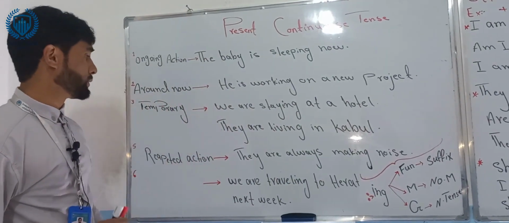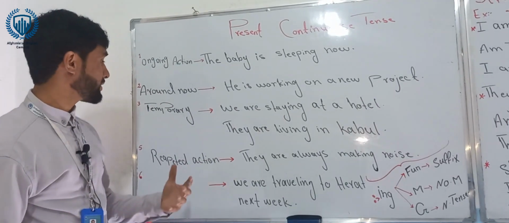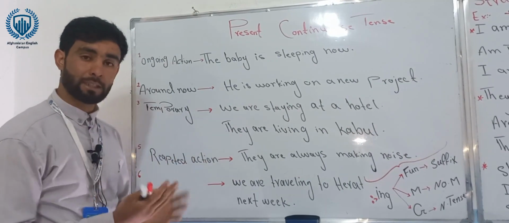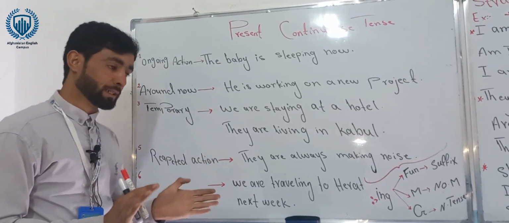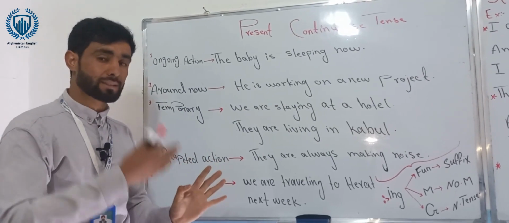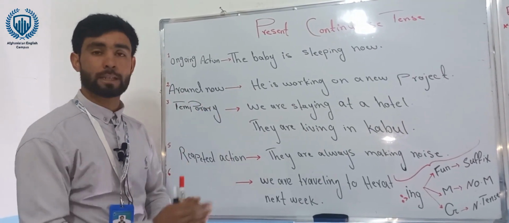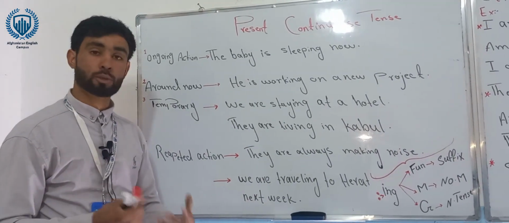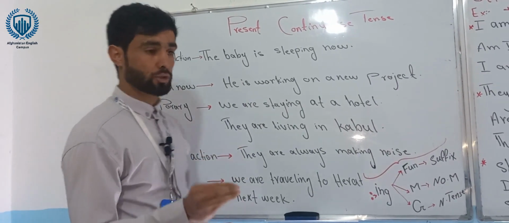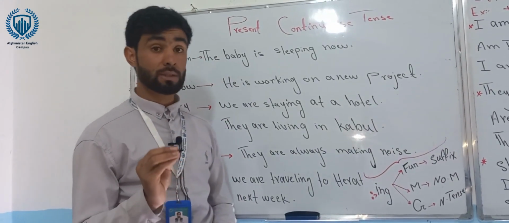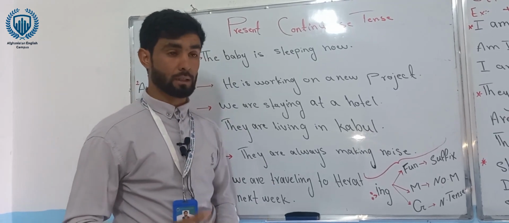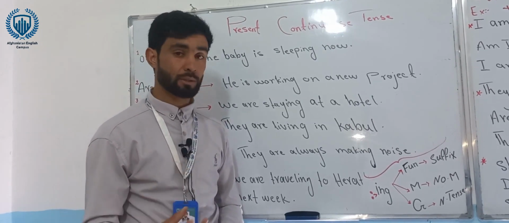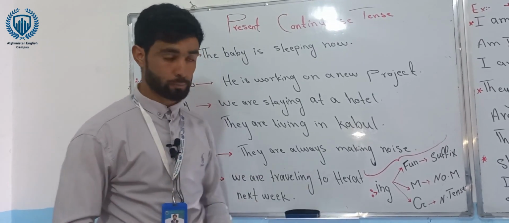So number two, we can say it shows an action around now. It means it started in the recent past and will continue for some time in the future. Around now, in the recent past, and it might be available for a short time in the future. Around now, he is working on a project. Mostly when we work on projects, they are not permanent actions. They do not happen for a long time, and we say it is around now. The project might be for an hour, 2 hours, so it's around now.